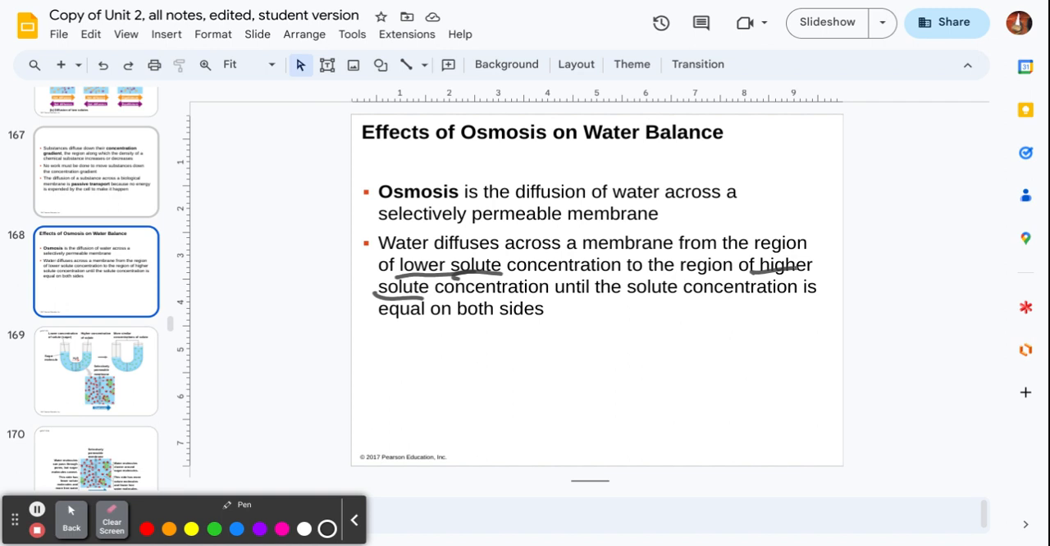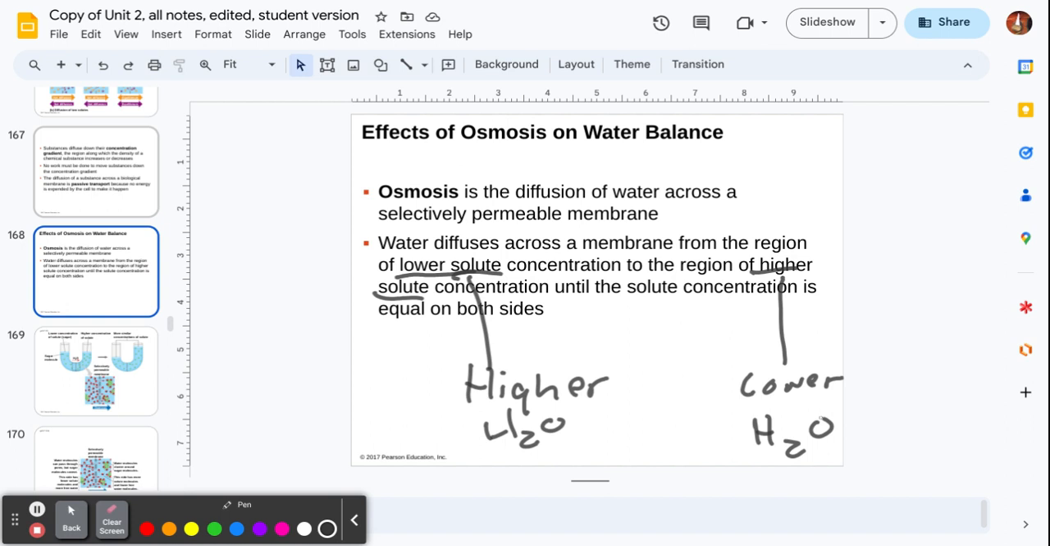If you have a little bit of solute, what does that mean about your water concentration in regards to the other side? If you have low solute, it means that side also has high water. Okay, high H2O. And my higher solute, what will it have? Lower. I should probably say lower and higher. So where will my water move? To the higher solute, which is also the lower water. So it's just one way of saying it versus another. Okay.